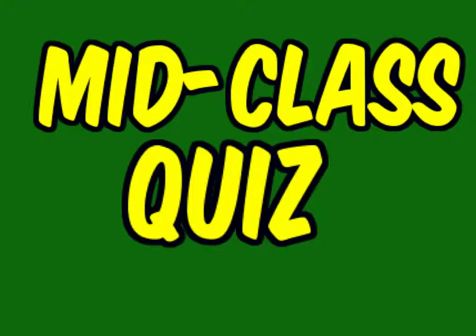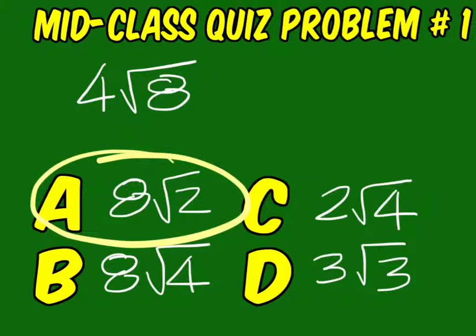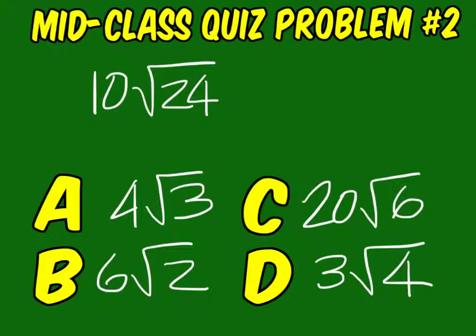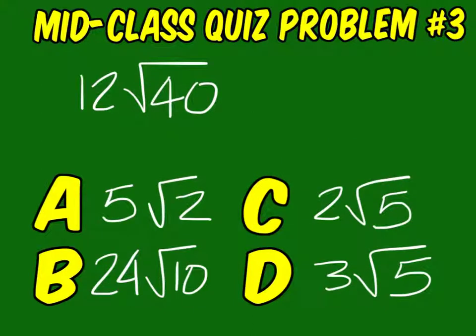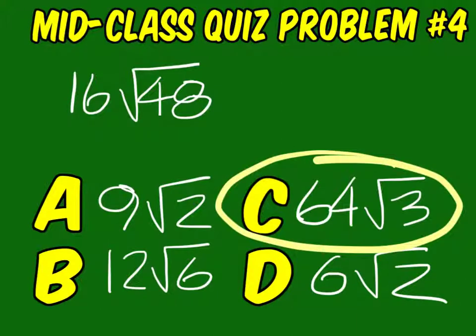Time for the mid-class quiz, A, B, C, or D. The answer should be A. Number 2. The answer for this one should have been C. Number 3. The answer to this one should be B. Number 4. The answer on this one is C.